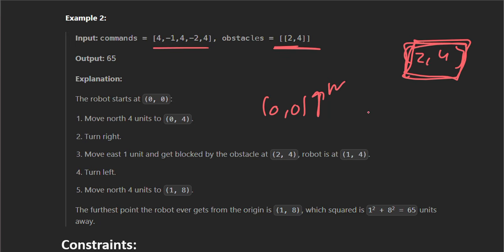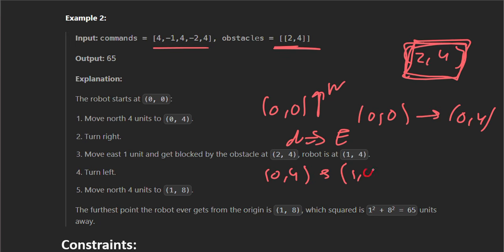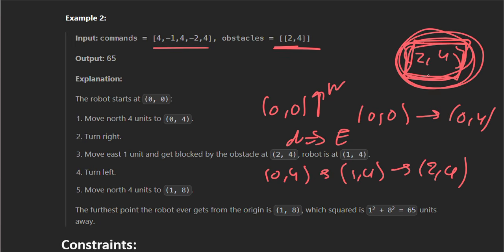So 4 commands, so we go from 0 comma 0 to 0 comma 4. Then we turn right, which means our direction is now east. Then we again have to move 4 steps. So from 0 comma 4 we go to 1 comma 4. Then we have to go to 2 comma 4, but an obstacle is present at 2 comma 4, so we cannot go there. We have to stop here only, we can't move further. So after this step we stopped at 1 comma 4.